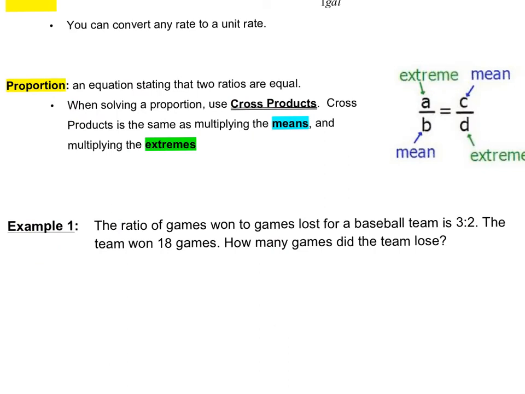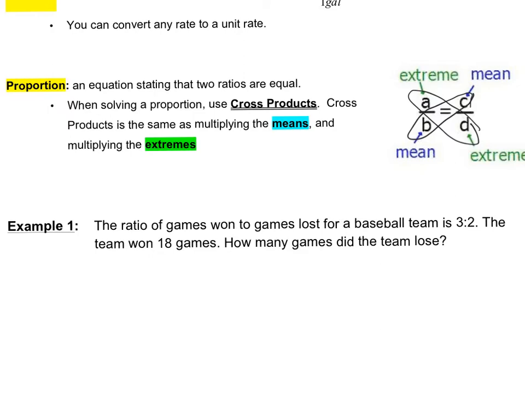A proportion is an equation stating that two ratios are equal. When solving a proportion, we use cross products, where the cross products is the same as multiplying the means and the extremes. So multiplying these means, CB, times AD, in order to solve.